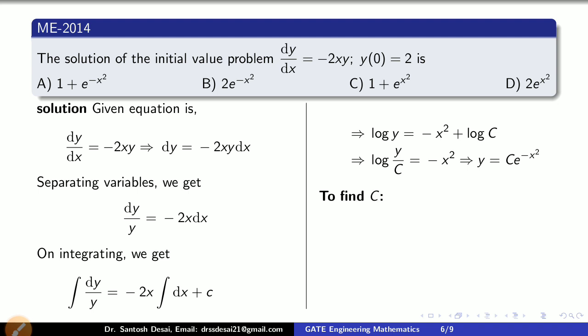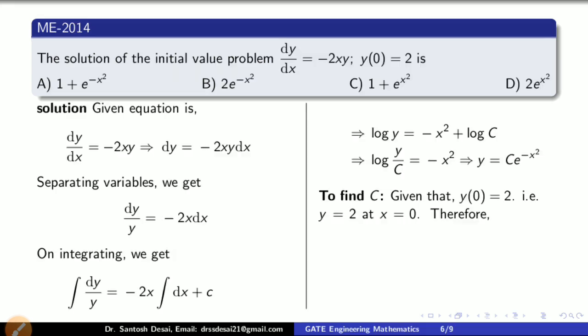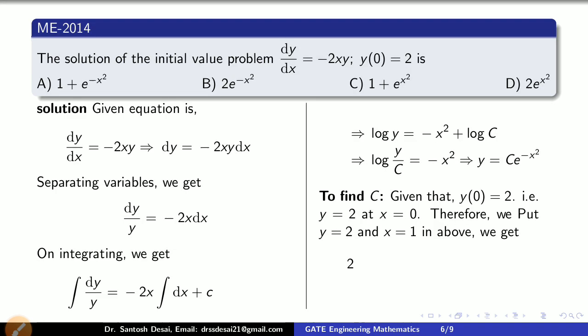Now let us simplify this. To find the value of c, let us put y is equal to 2 and x is equal to 0, as it is given. So we get 2 is equal to c into e raised to 0, and this implies c is equal to 2, and therefore the required solution is y is equal to 2 into e raised to minus x square. That is, option B is the required solution.